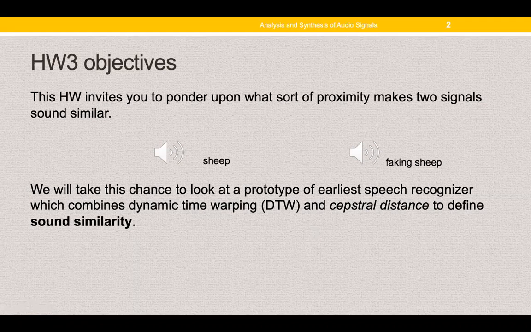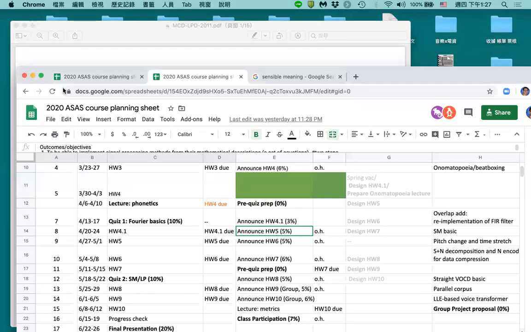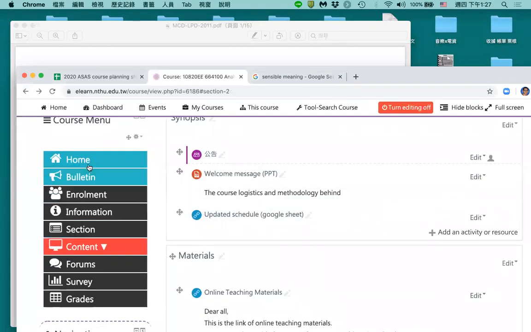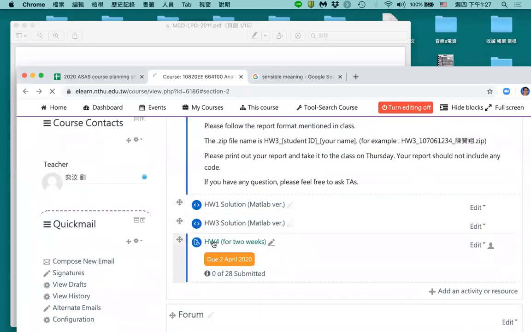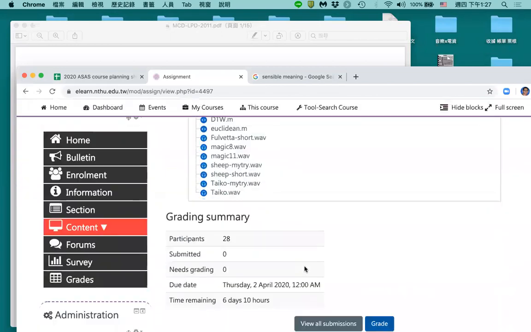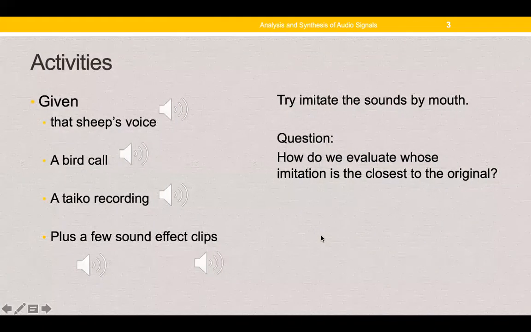All right, so the activities: first, in this folder, let me get back to the e-learning. In the home material folder, you'll find the fourth homework, and I have uploaded a few files you can listen to. The first activity I invite you all to try is to imitate those sounds. Let me play the sounds.